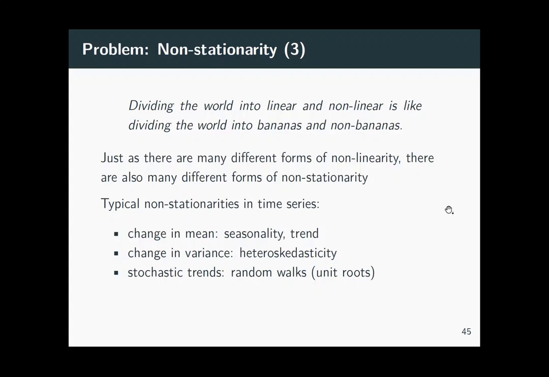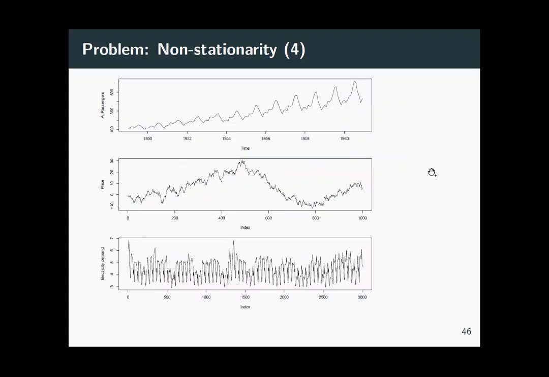You can have a change in the mean, which is seasonality or trend. You could have a change in variance, like heteroscedasticity. You could have stochastic trends. And if we look at some series, when people say, oh, I do time series forecasting, I have a method for time series forecasting, looking at these series, they are so different. The first one has a multiplicative trend and multiplicative seasonality, and an upwards trend.